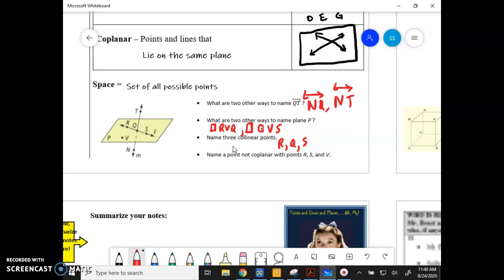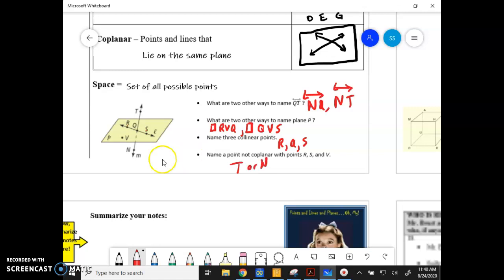All right, last one here, name a point not coplanar with RSV. Okay, so let's identify RSV. I think we already did that, didn't we? RSV. Okay, so they named just the same plane P, just one different way. So R, S, and V. Those are those 3 points right there. So name any point that's not on this plane. Okay, well that would be point T, or sorry, point N. So N or T would work for that one.